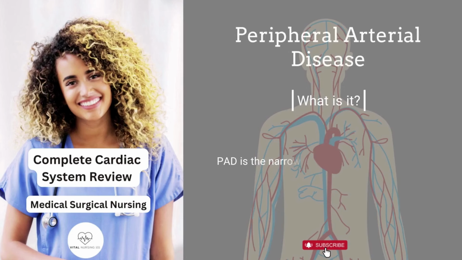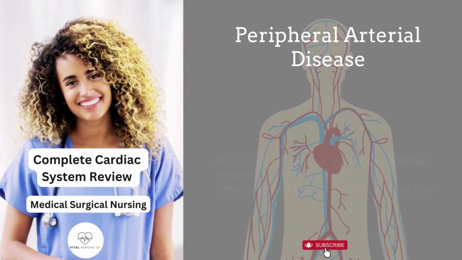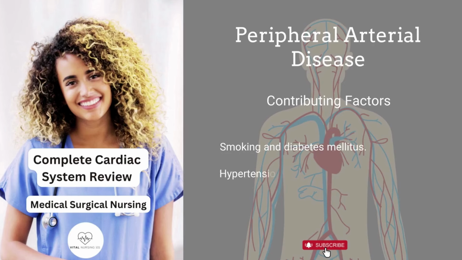Peripheral arterial disease. Peripheral arterial disease is the narrowing or blockage of peripheral arteries, usually in the legs, due to atherosclerosis. This condition leads to reduced blood flow. Contributing factors are the following: smoking and diabetes mellitus, hypertension and hyperlipidemia, obesity and advanced age.